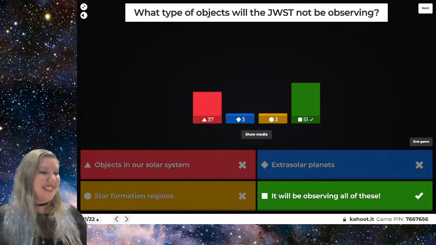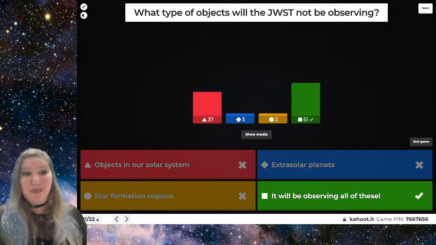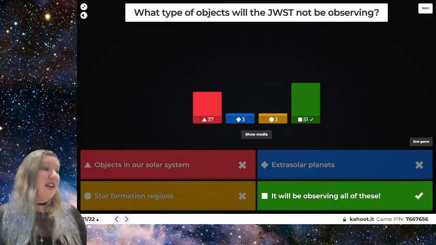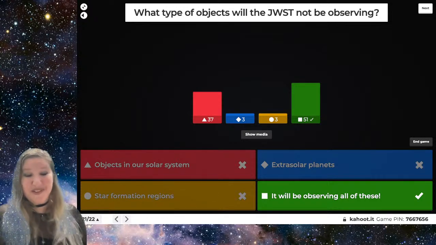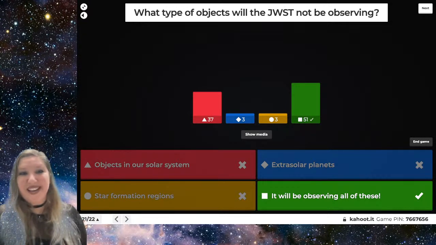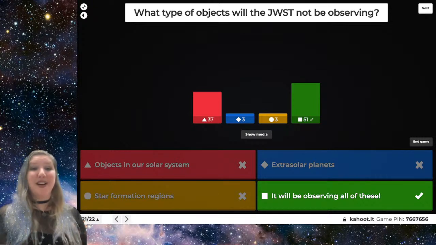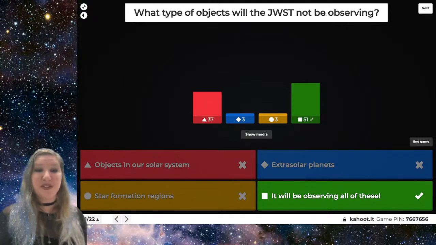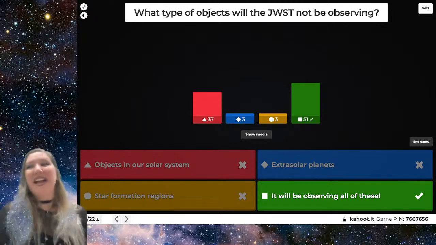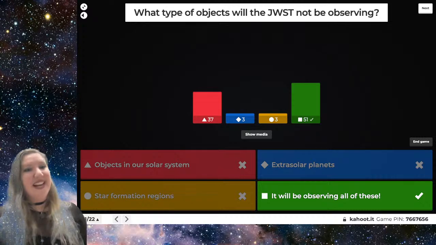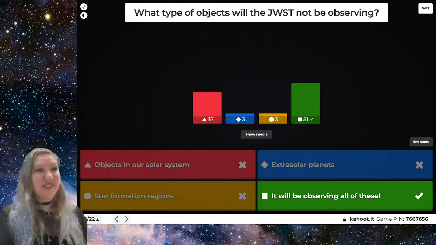And most of you, once again, got the correct answer. The James Webb Space Telescope will in fact be observing all of these types of objects, including objects in our solar system. So the hope is that we'll be able to get some really neat close-up views of the other planets in our solar system using this telescope, as well as stuff that is far outside of our solar system, far outside of our galaxy, and of course looking at things from the very early galaxy itself.